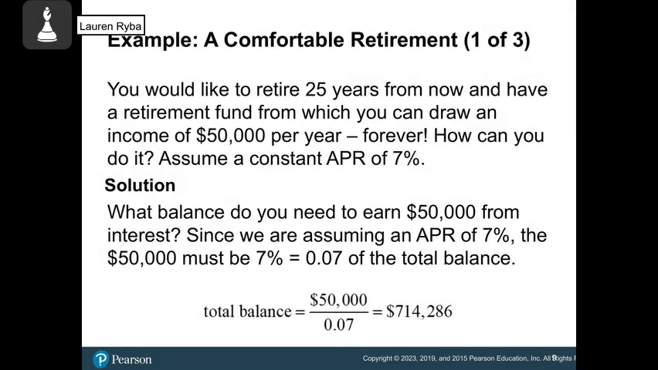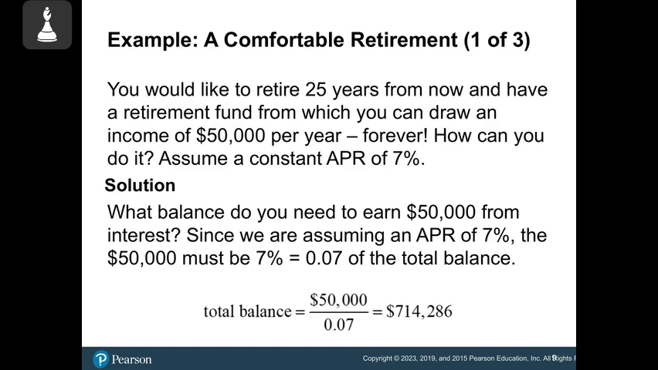You would like to retire 25 years from now and have a retirement fund from which you can draw an income of $50,000 per year forever. How could you do that, assuming we have a constant APR of 7%? So what this question is asking is we want to have some amount in our account that if I pull out $50,000 during that year, I will earn back that $50,000 in interest.